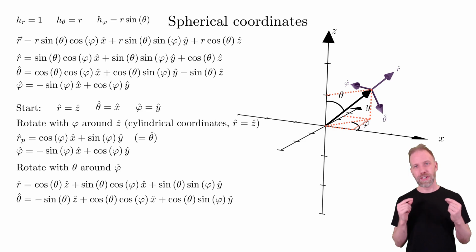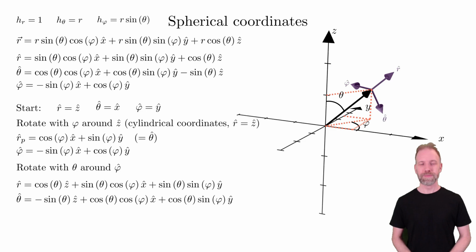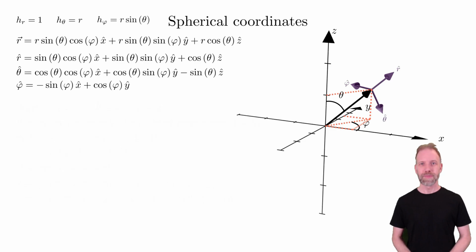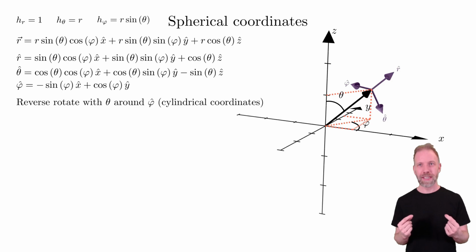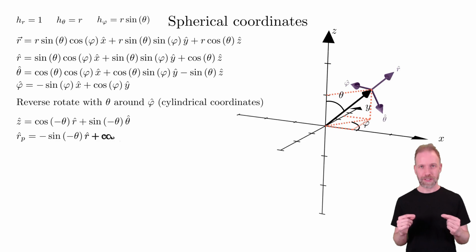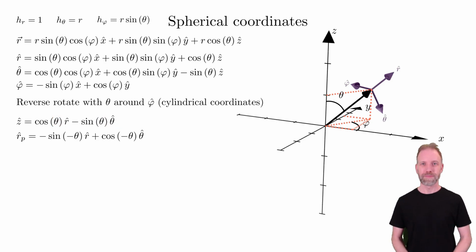The idea here is to reverse this process to get expressions for x hat, y hat and z hat. Start by reversing the theta rotation, which brings us back to cylindrical coordinates. We use the same rotation as before, but insert a negative angle minus theta. Cosine minus theta is cosine theta, and sine minus theta is minus sine theta. Apply the same here.